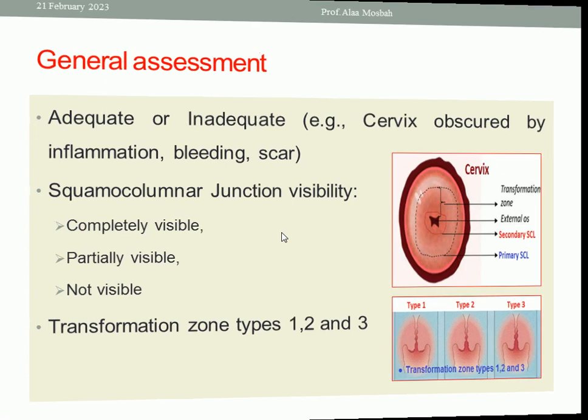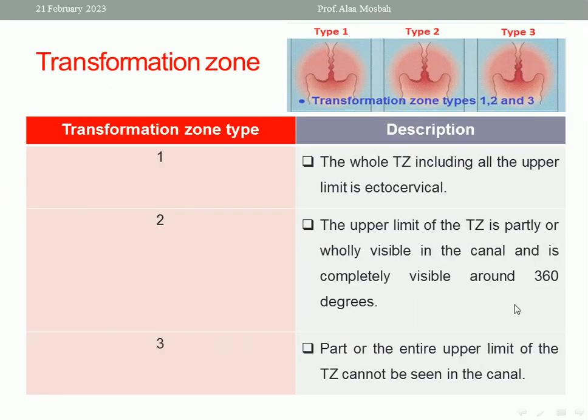What is the difference between type 1, 2, and 3? Let us see here. Look at this picture, please. In type 1, the transformation zone is completely in the ectocervix. But in type 2, the upper limit of the transformation zone is partly or wholly visible in the endocervical canal, and is completely visible around 360 degrees. What about type 3? Part or the entire upper limit of the transformation zone cannot be seen in the canal. So I can't see the upper limit of the transformation zone. It is deep inside the canal.